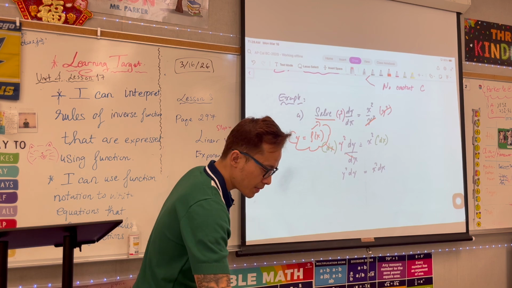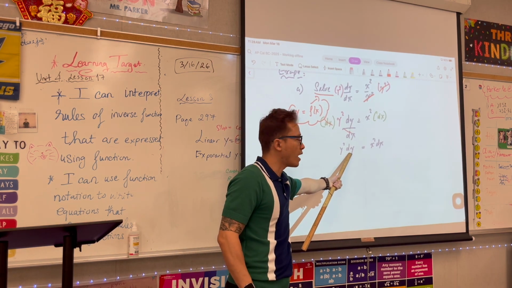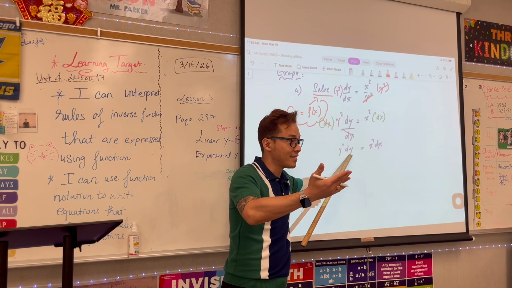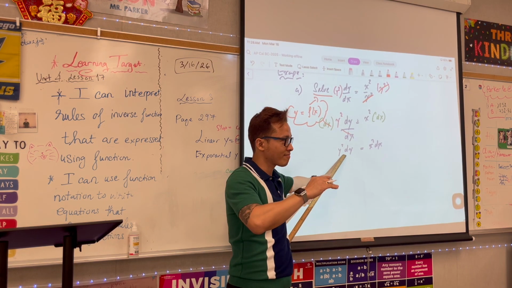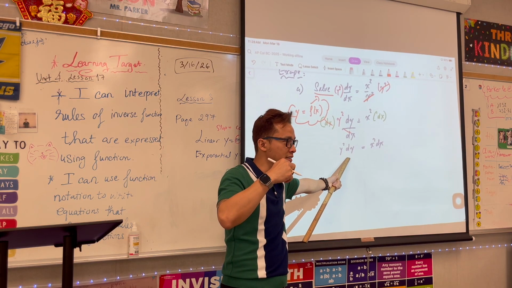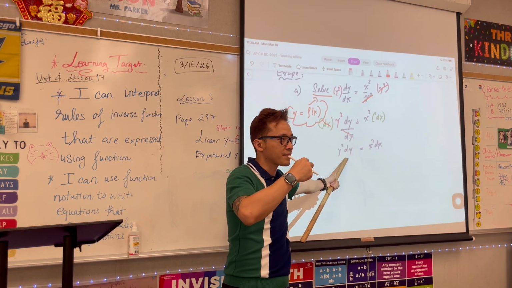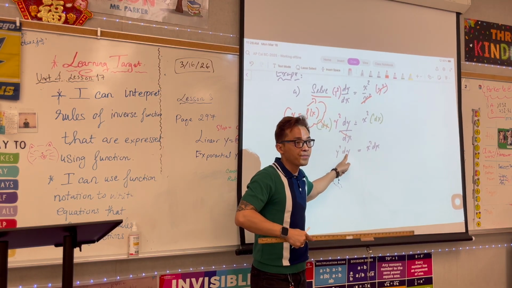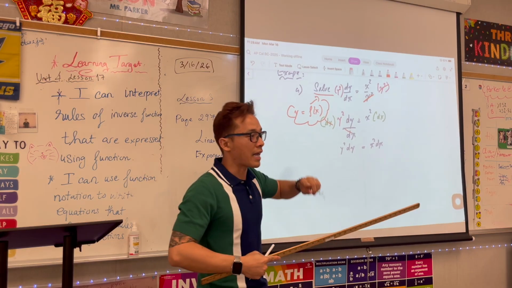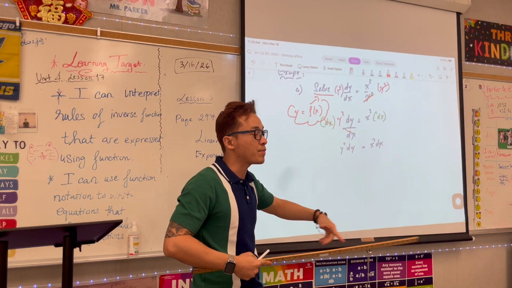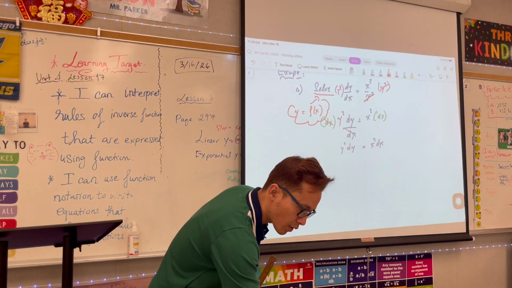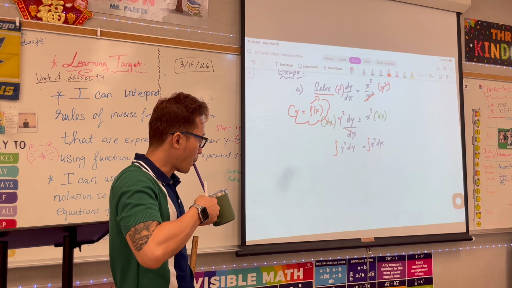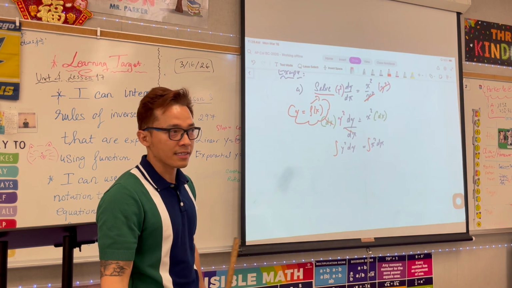Okay, good. Now how do we undo the d? Antiderivative. Integral. The d means the derivative, so we're going to do the antiderivative. That means we're going to take the integral. That's the key point.